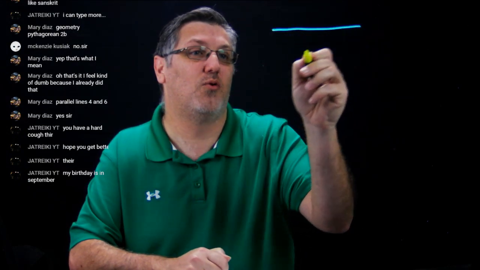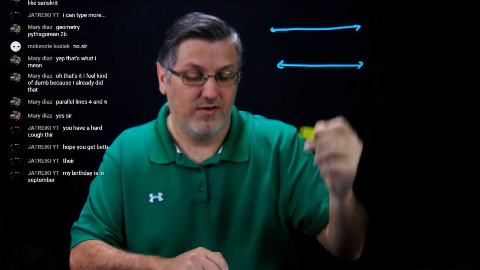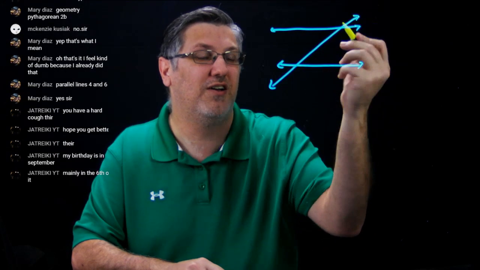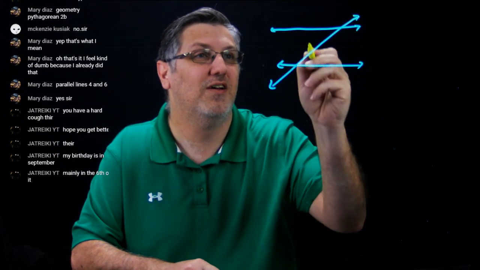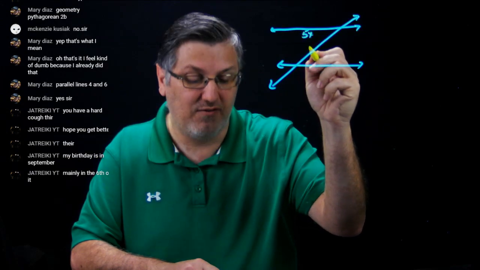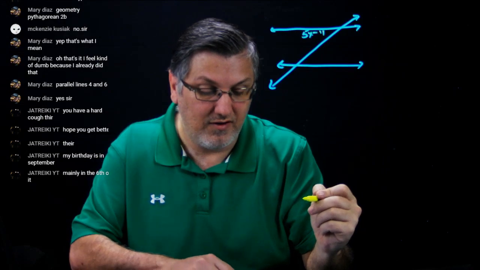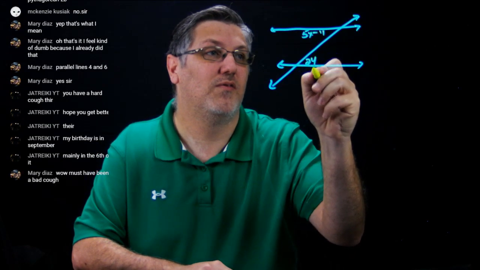4 and 6. Okay, so this is more of a classic setup where you just have horizontal parallel lines, and then it's cut by a transversal, but they make it pretty extreme. They exaggerate it, but it doesn't need to be exaggerated. They tell you that this is 5x minus 11, and this is 24.